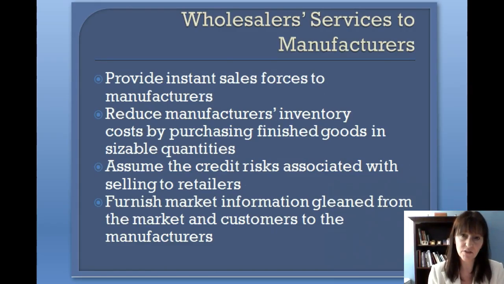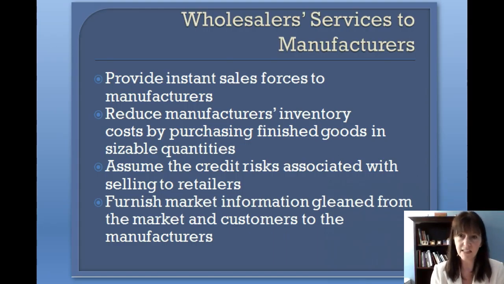And likewise, they provide services to manufacturers as well. Sometimes it actually creates almost like an instant sales force, because the wholesalers want to sell the product too. So that's almost like, boom, you've got your own sales force right there. And to some extent, they assume some of the credit risks associated with selling to retailers.